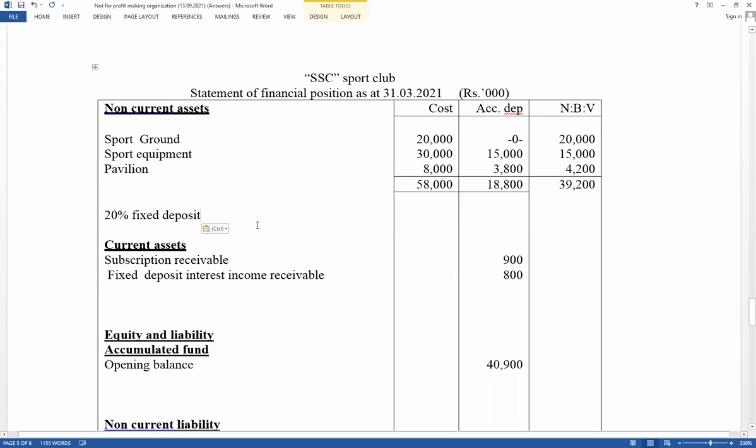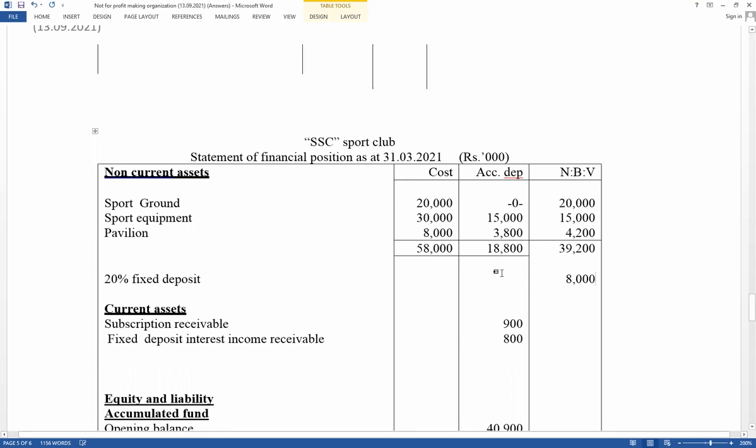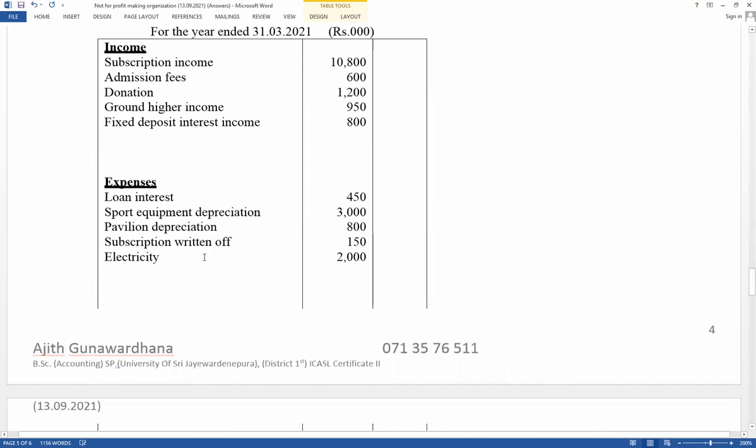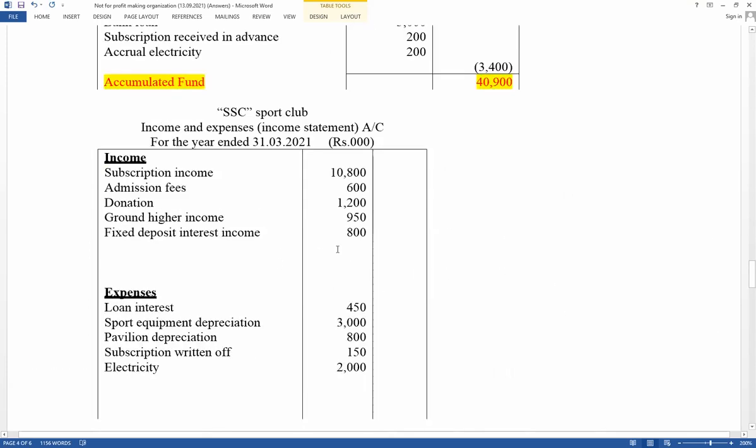20% fixed deposits, value equal 8 million. Record values in 1000. Therefore, fixed deposit in between current and non-current assets. This is a fixed deposit interest income receivable, as well as fixed deposit interest income under income in the income statement.